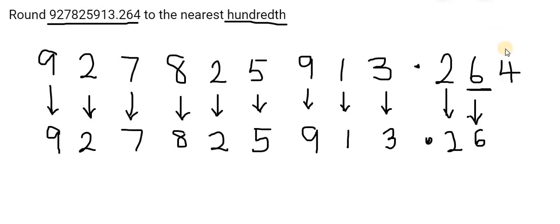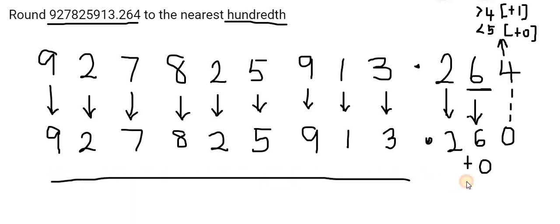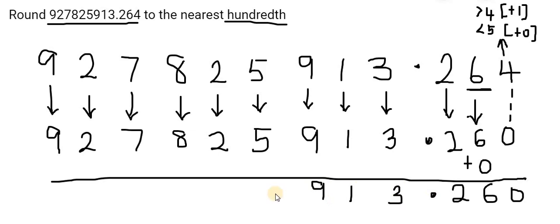Now, before I close out, I check 4, the number just after. If it's greater than 4, I add 1 to the previous number. If it's less than 5, I add 0 to the previous number. So 4 is less than 5, so I add 0 to the previous number. And what do I do to the remaining number? I convert it to 0. And so, complete my addition. 0, 6, 2, 0.3, 1. So that number to the nearest hundredth is 925,825,913.260.